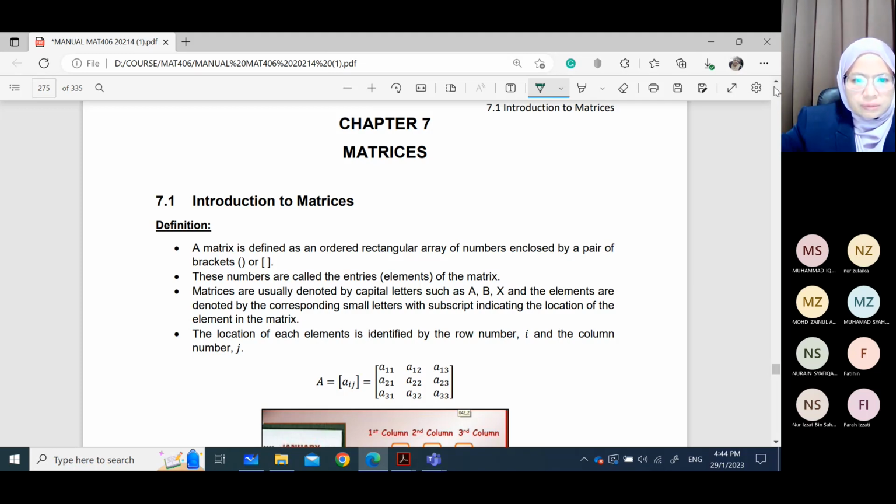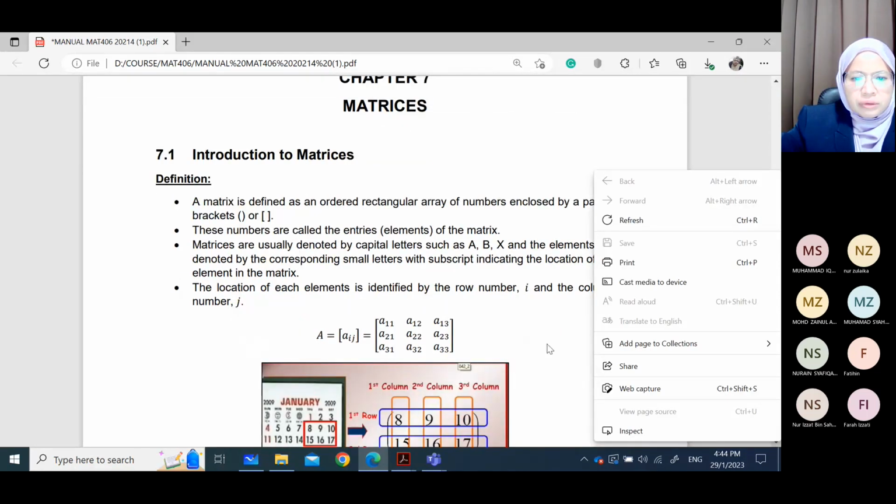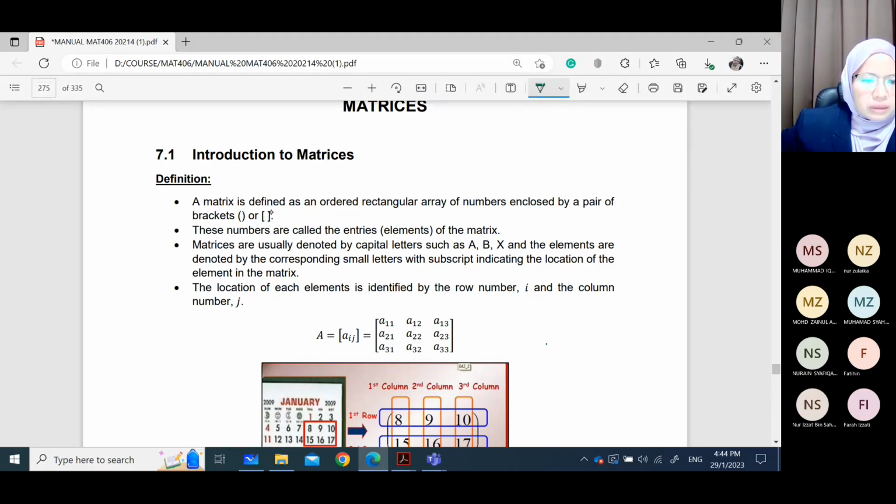So today we discuss about matrices. First we look at what is a matrix. A matrix is defined as an ordered rectangular array of numbers enclosed by a pair of brackets or square brackets. Normally we use matrix to ready the storage, ataupun untuk menyediakan satu ruangan yang dipanggil sebagai array.